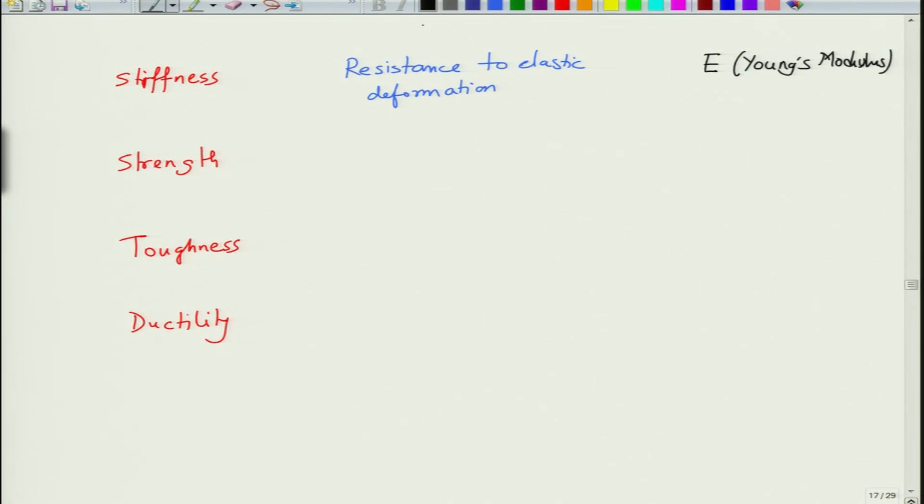Then we define strength. Strength is defined as resistance to plastic deformation or indentation. Stronger the material is, the harder it is to deform the material. This is defined by a quantity called sigma y, which is the yield stress. This could be engineering or true stress; we will define both of them again. We have defined what engineering and true are, but basically it is the yield stress.